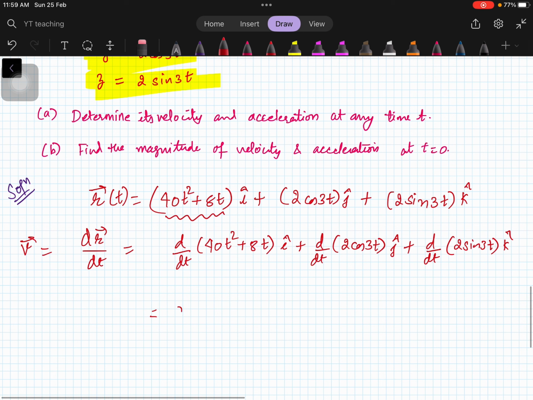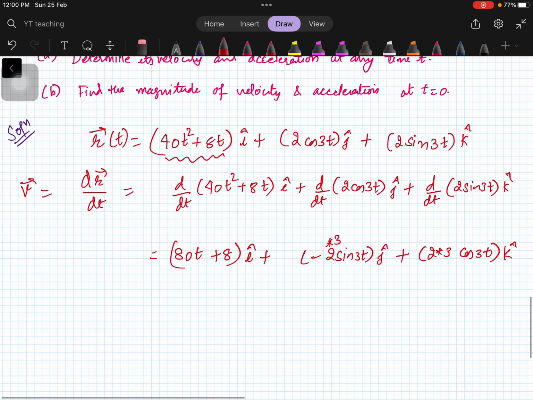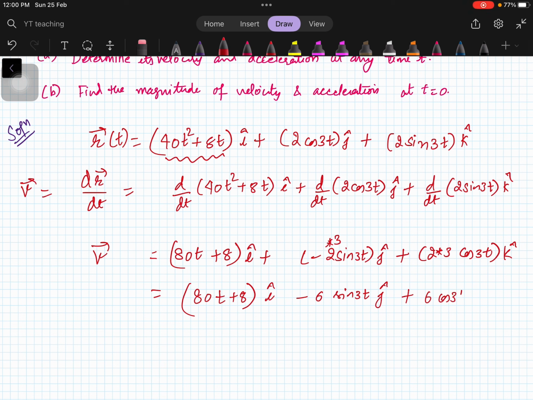So that is going to be (80t plus 8) i cap plus minus 2 sine of 3t j cap, plus, it's a 3 also here, 2 into 3 cos of 3t k cap. I hope you know how we are differentiating. We are using the chain rule here, right? So my velocity vector looks like this: (80t plus 8) i cap minus 6 sine of 3t j cap plus 6 cos of 3t k cap, right? So this is my velocity vector.